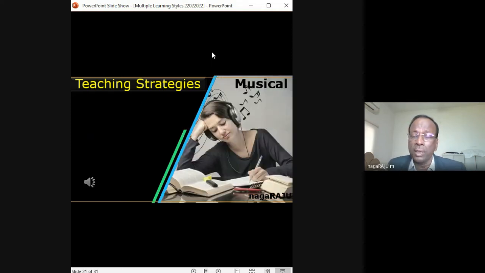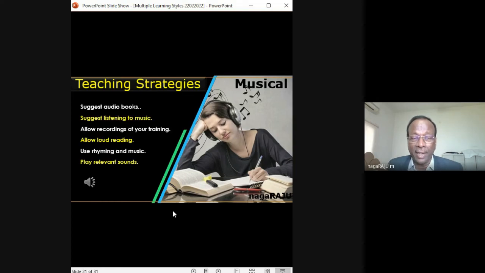Musical, don't be mistaken by the word musical. It's not music alone. It's anything they hear. Auditory is included in this. So those who learn with their ears, and of course, if it comes in the form of music, it's all the better. So this is another category.